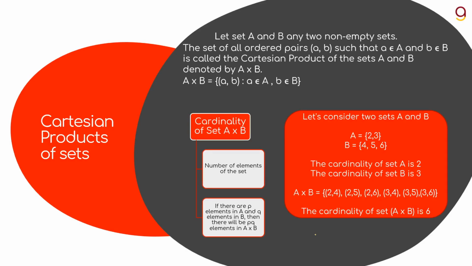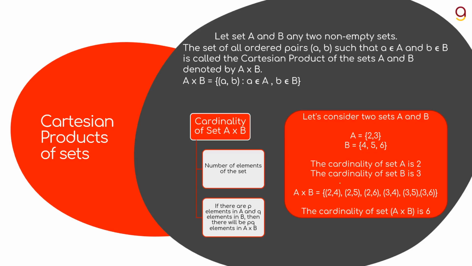Now let's understand cardinality of Cartesian product of sets. What does cardinality of a set mean? Cardinality of a set gives us the number of elements in a set. Let's consider two sets, A and B. Set A has elements 2 and 3. Set B has elements 4, 5 and 6. What is the cardinality of sets A and B? The cardinality of set A is 2 and the cardinality of set B is 3. As there are 2 elements in set A, the cardinality of set A is 2, and as there are 3 elements in set B, the cardinality of set B is 3.